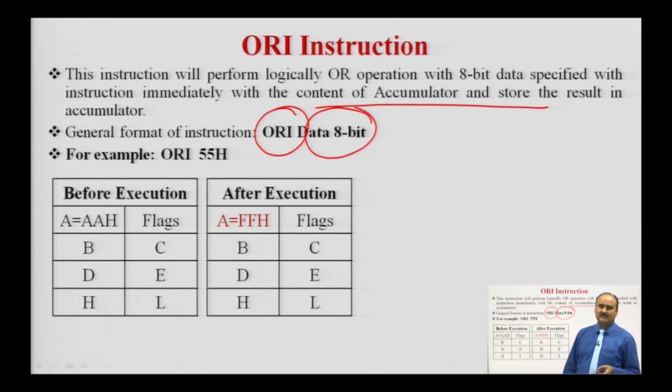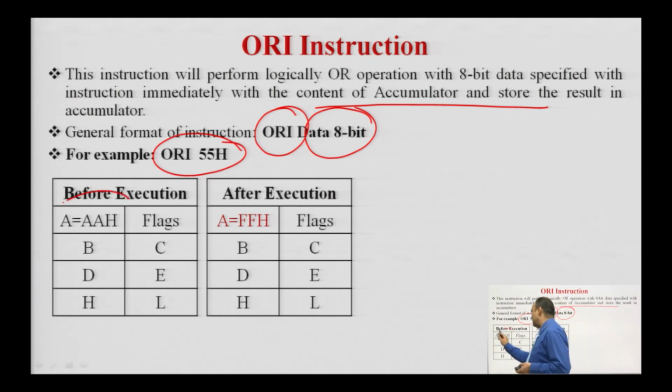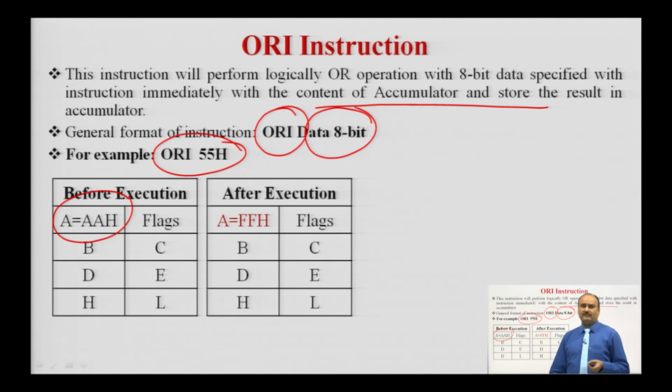So this instruction will immediately perform the logical OR operation with the content of the accumulator and the 8-bit data specified with the instruction. Here the example is ORI 55H. 55H is nothing but the 8-bit data which is specified with the instruction. Before the execution of the instruction, the content of the accumulator is AAH, and the specified data is 55H. So this instruction will logically OR the content of the accumulator with the specified 8-bit data.